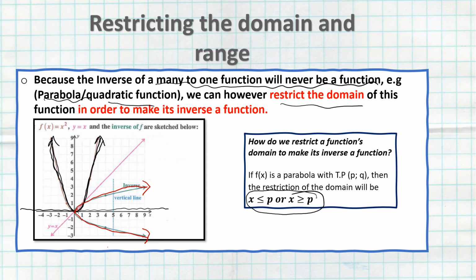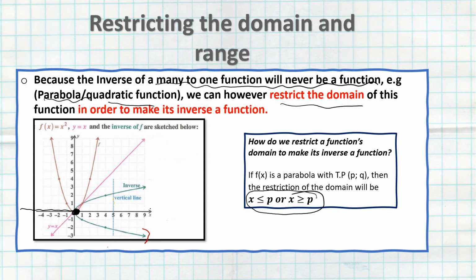So basically, in order to restrict the domain of this function, we are going to take only one part of the graph, and we restrict the other part. For example, when we say x is greater than or equal to P, here is the turning point, so you are only taking this part. When you sketch the inverse of that part, if you swap the points and all that, you are going to get this part here as the inverse of this part. If you sketch a vertical line, you realize it's now a function, rather than using the whole graph. So that's how we restrict the domain of the original graph in order to make its inverse a function.